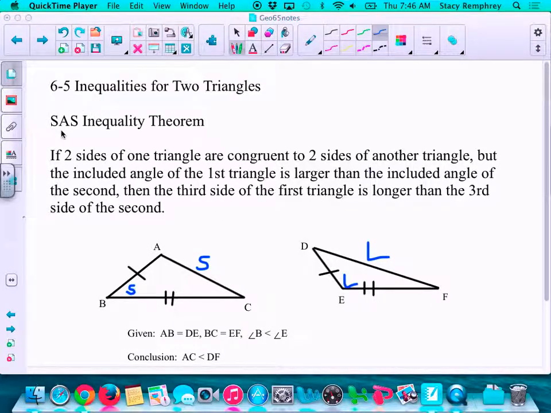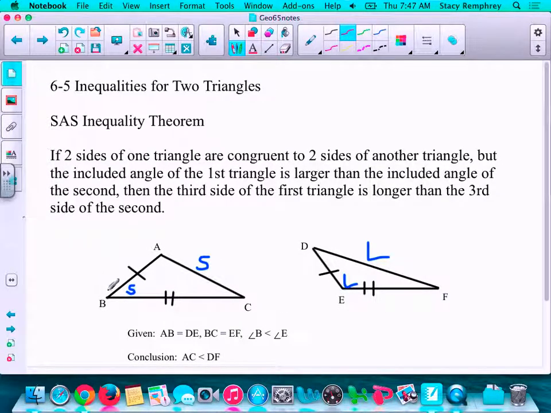All right, SAS inequality theorem. Here it is, two sides congruent to another two sides. You are going to be given that this angle, the included angle, last time it was congruent to the other angle, this time one is smaller than the other. So your givens are everything I'm having in red here. This is all the given.